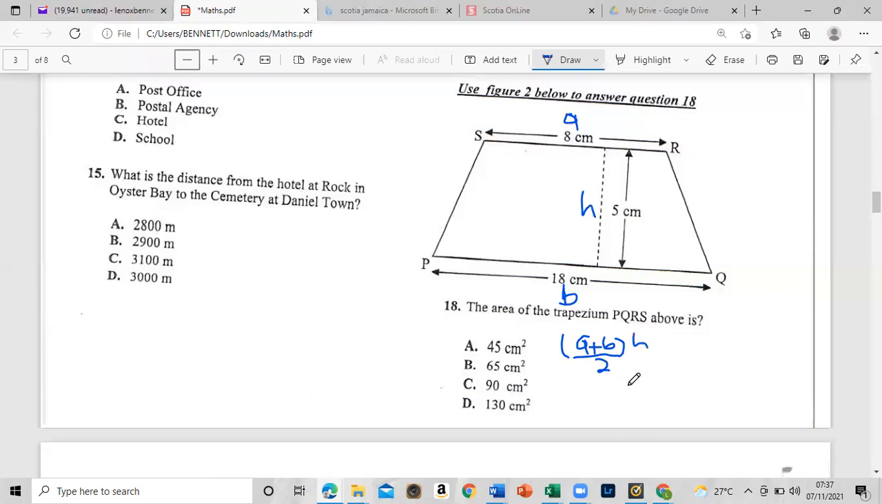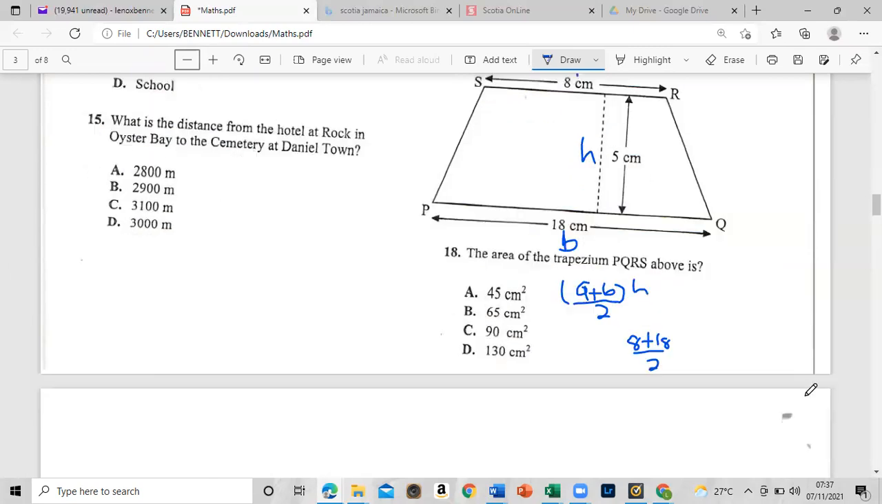Let's put in the numbers, so it's 8 according to the rule. I'll work out the bracket first. 18 plus 8, I get 26. And put the times 5 here. So this works out to 26 divided by 2 times 5. Remember, this is in a bracket, so we work it out first. So it's 13 times 5, which is 65.